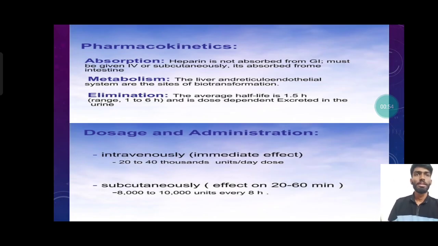Pharmacokinetics. Absorption: heparin is not absorbed from the GIT, so it must be given intravenously or subcutaneously. Metabolism: the liver and reticuloendothelial system are the sites of biotransformation. Elimination: the average half-life is 1.5 hours and is dose dependent, excreted in the urine.